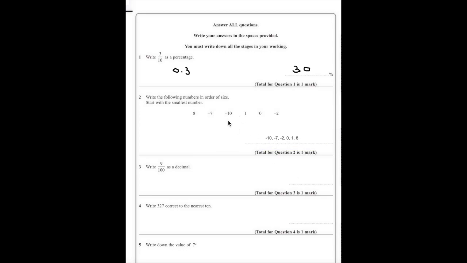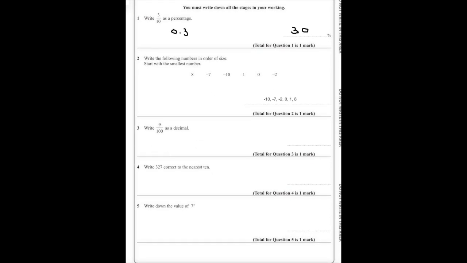Next one is write 9 over 100 as a decimal. So 9 over 100 is 9 divided by 100. I'm just going to write this out so it's easy for you guys to understand. Let's say it's a normal number, so 9.000, recurring. When you divide it by 10, it goes back to 0.9. Then when you divide it by 10 again, so it's divided by 100, it goes back again, so it's 0.09.